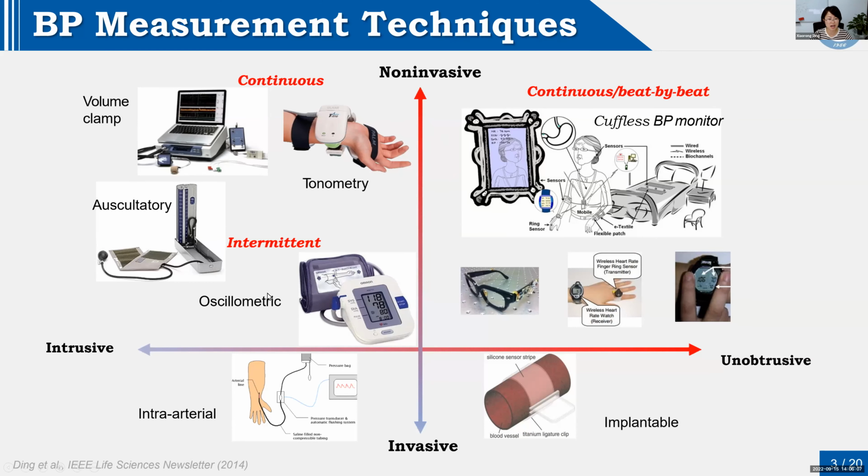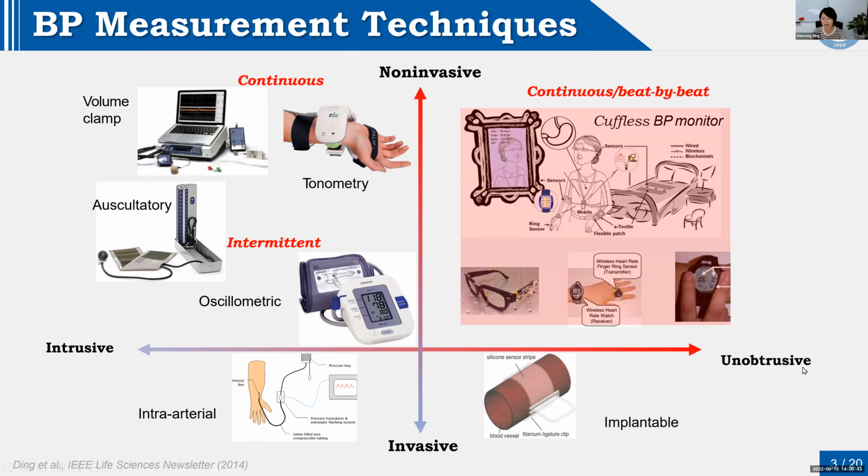But this kind of technology can only provide a snapshot of our blood pressure value. There are also techniques, including the volume clamp methods and the telemetry technology, that can provide continuous reading of blood pressure non-invasively. But the challenge is that they are quite large in size, and they require professionals to operate the system. And it is, of course, very expensive.